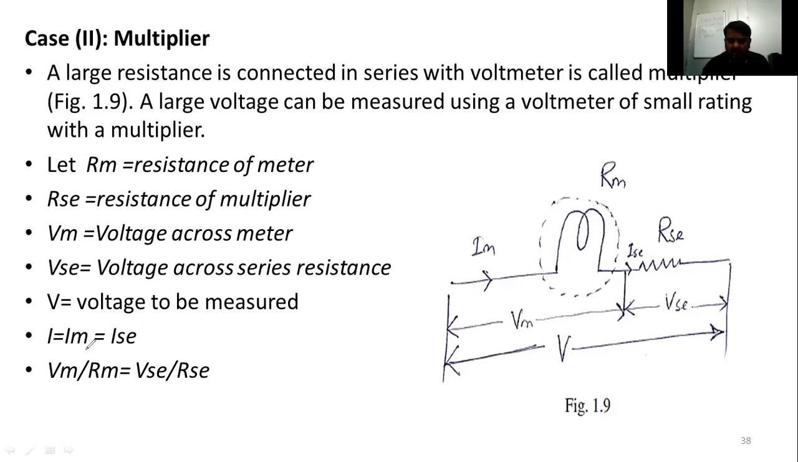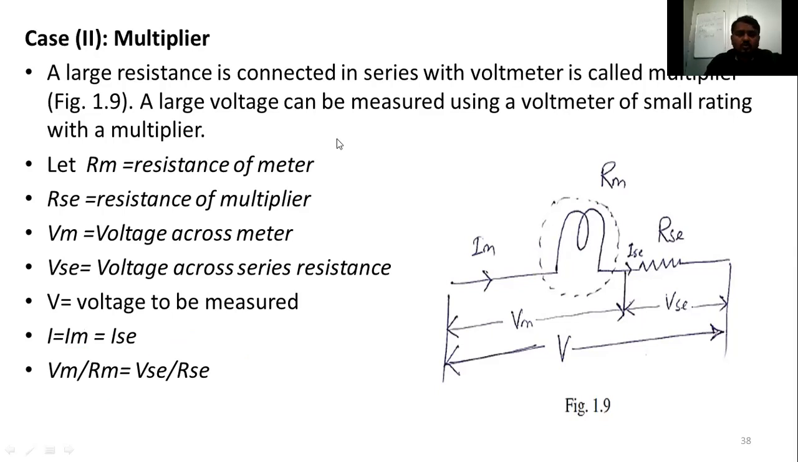According to Ohm's law, what can we write for IM? VM by RM. So I write VM by RM here. According to Ohm's law, ISC is nothing but VSC by RSC. This I have written here. Any doubts up to this point? No.